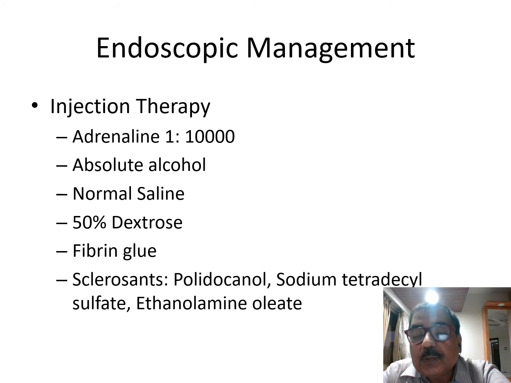What are the agents used for endoscopic management? The endoscopic management can involve adrenaline 1 by 10,000, which can be given at the base. What it does, it causes vasoconstriction, and with the vasoconstriction, the bleeding is stopped. Absolute alcohol is used as a chemical cautery, and it can close that. Saline works by prevention of bleed by early thrombosis. 50% dextrose has been used in resource poor settings.